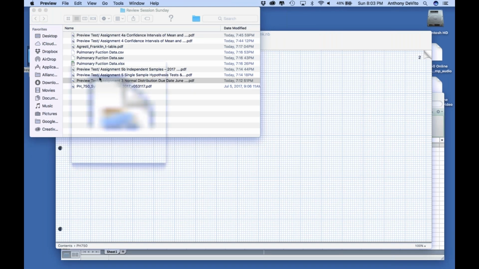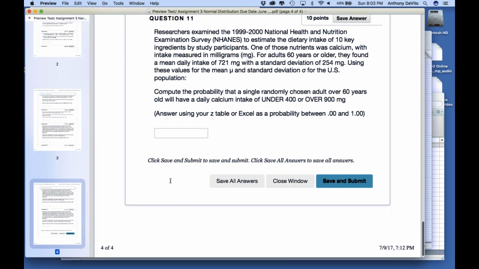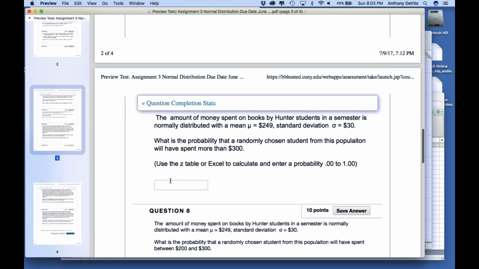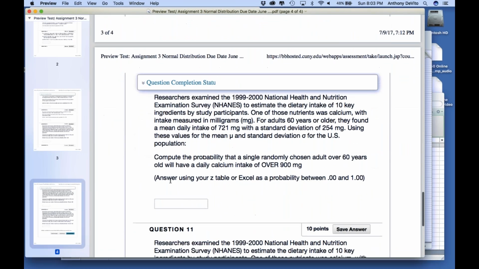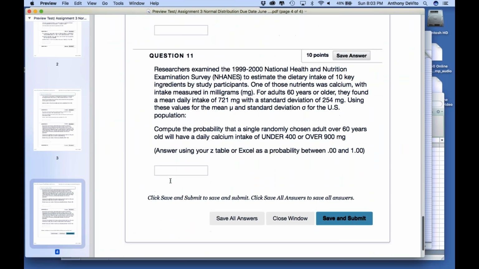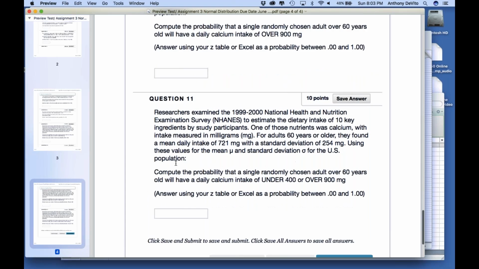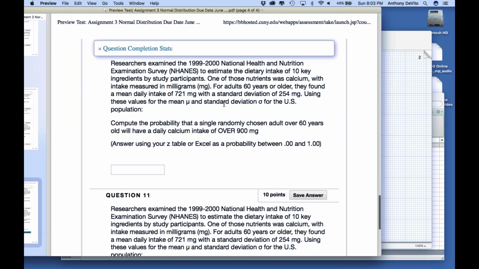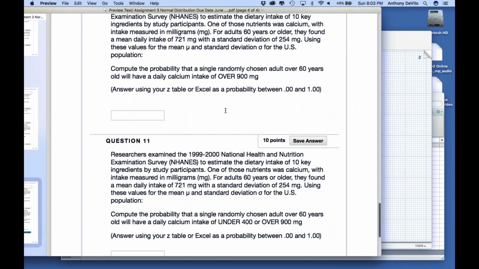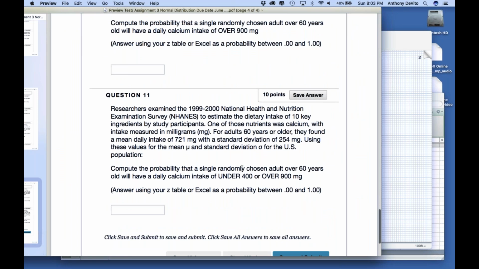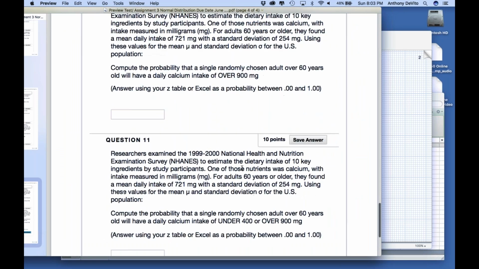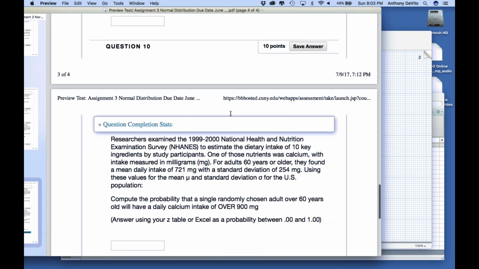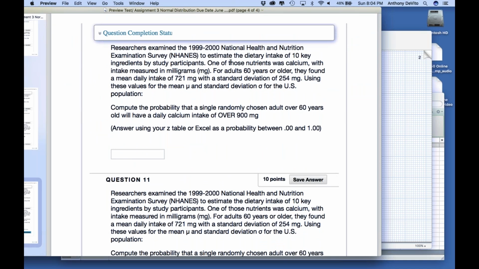Okay, most of this assignment was on the confidence intervals, and I think probably the most involved one is the last one. So let me just take a look at that. I know there was at least one person who had a question on it. Let's see. Researchers... nutrients was calcium. Let me see if I have this one. Let's do this question here, which is question 10.